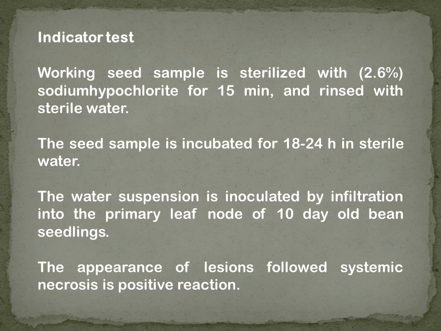The working seed sample is sterilized with 2.6% sodium hypochlorite for 15 minutes and rinsed with sterilized water. So you have to sterilize the seed with 2.6% sodium hypochlorite or calcium hypochlorite, and again clean it with sterile water. The seed sample is incubated for 18 to 24 hours in sterile water, and the water suspension is inoculated by infiltration into the primary leaf node of a 10-day-old bean seedling. The appearance of lesions followed by systemic necrosis is a positive reaction.